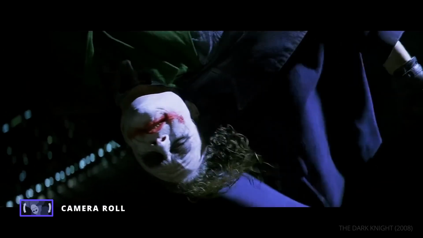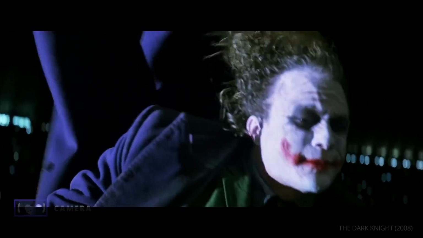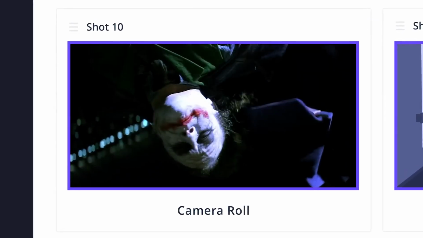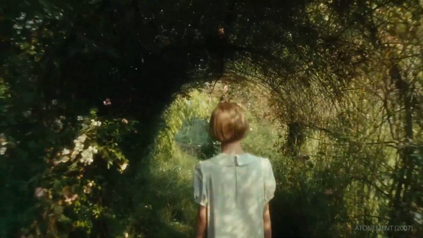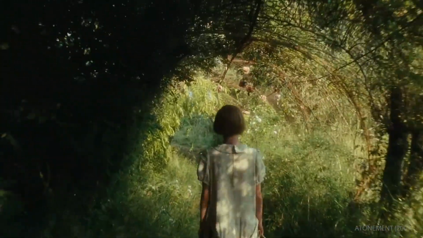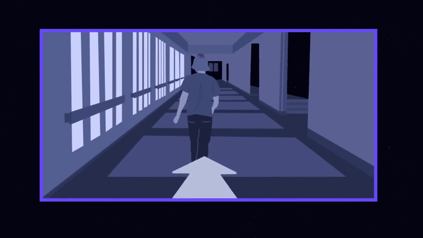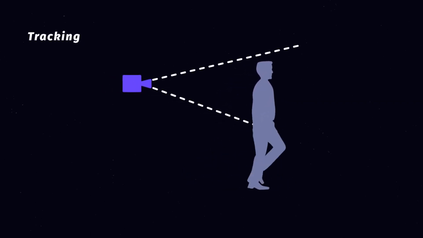This reversal of power is matched with a simple yet meaningful camera roll. With great effect, a camera roll can accent movement or dramatic shifts in the narrative. Let's move on to our next camera movement, the tracking shot. A tracking shot physically moves the camera through a scene, typically following a subject.